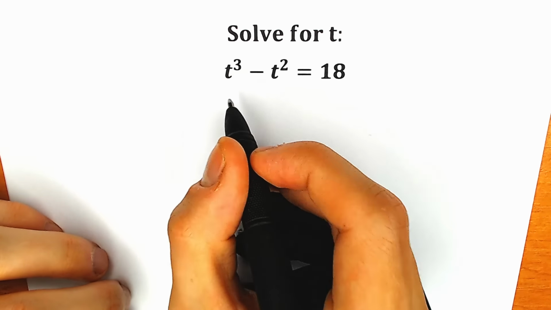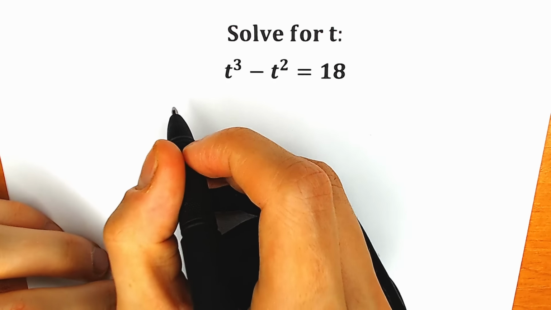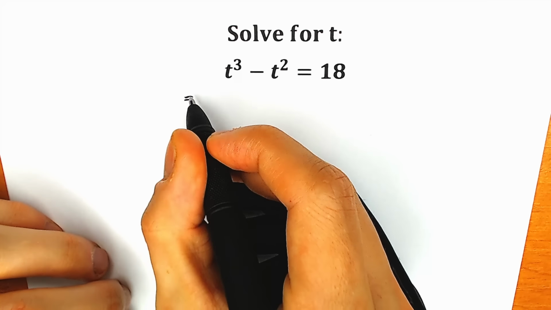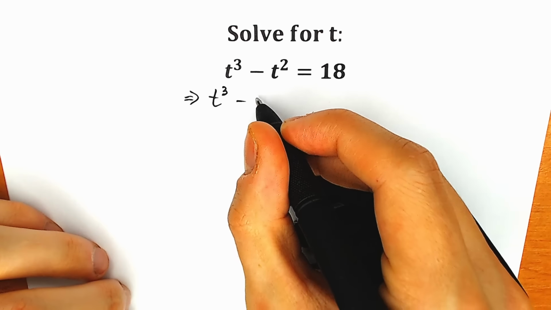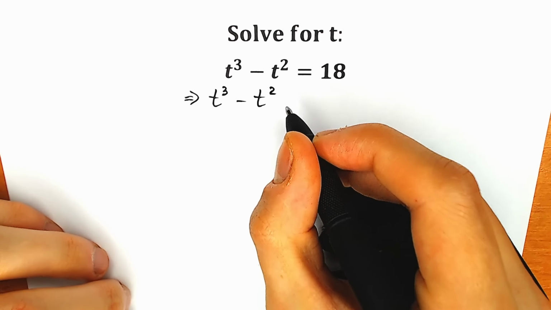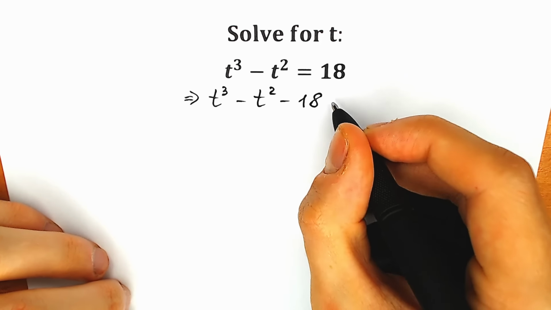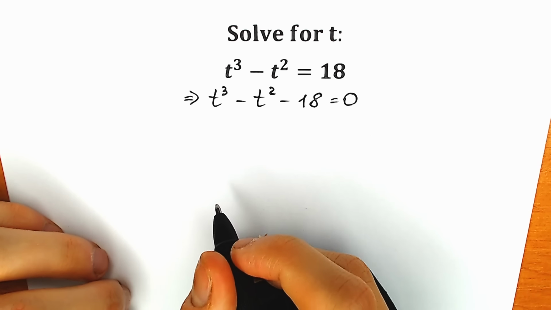So let's start. First of all, let's write this 18 on the left side. This is our first step. Of course, there are relative ways we can solve this cubic equation, but I'm going to show you this one. So t cubed minus t squared minus 18 equal to 0. This is our first step.